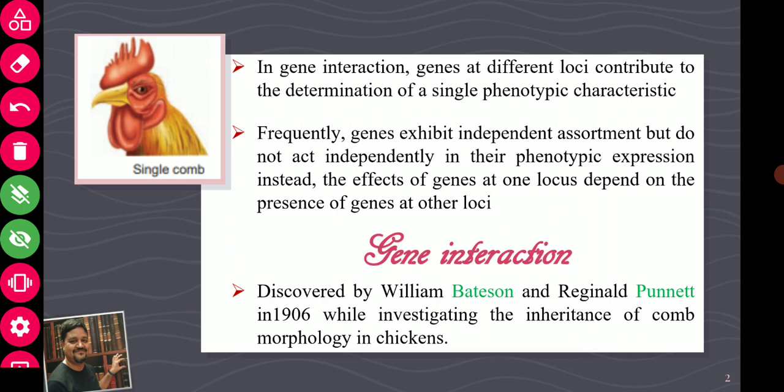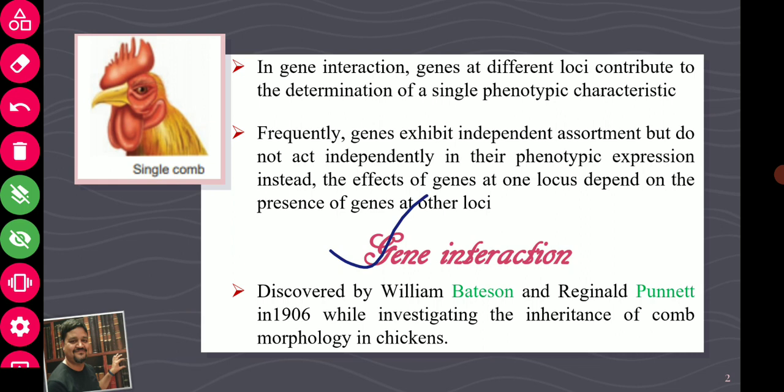So, we know from Mendel's law of inheritance that genes assort independently, but it is not always true. When I was discussing the law of independent assortment, I had told you that this law is not universal. So, they will not act independently in their phenotypic expression, and instead, the effect of a gene at one locus will depend on the action of genes or alleles present at another locus. So, this is known as gene interaction.